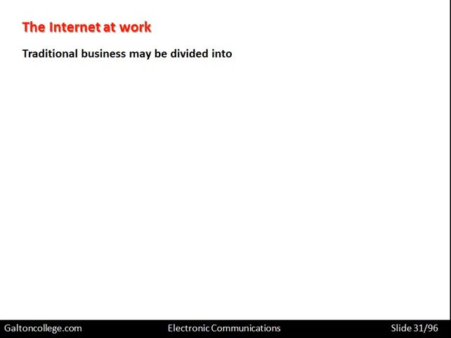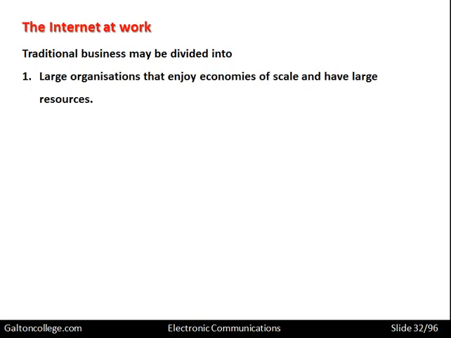Now, the internet at work. Traditional businesses may be divided into large organizations that enjoy economies of scale and have large resources. Economies of scale means large businesses are able to exploit their size. They're able to make bulk buying and negotiate good terms from the banks because they are large businesses. And generally speaking, large businesses have large resources. So that's one form. The other form are small organizations. And the small organizations have an advantage as well because they can change very quickly. They can change from one line of production into another. They're able to restructure themselves very quickly. But essentially there are the two forms, large and small.